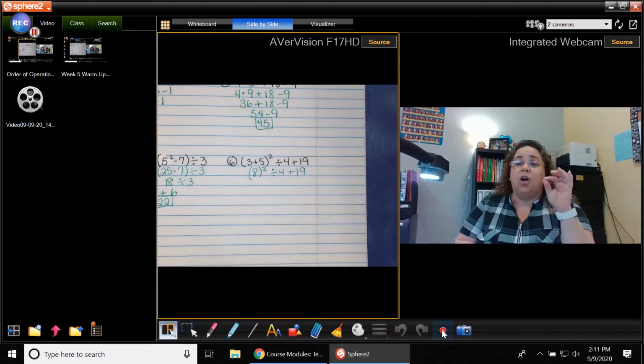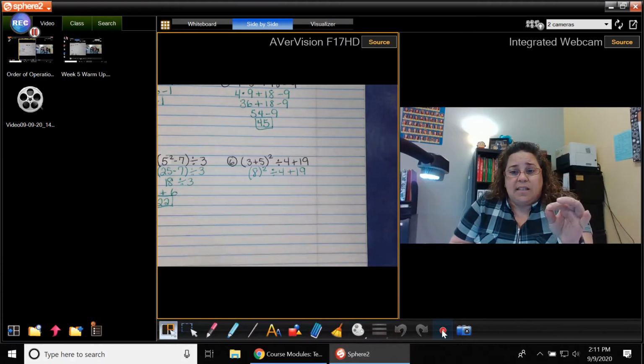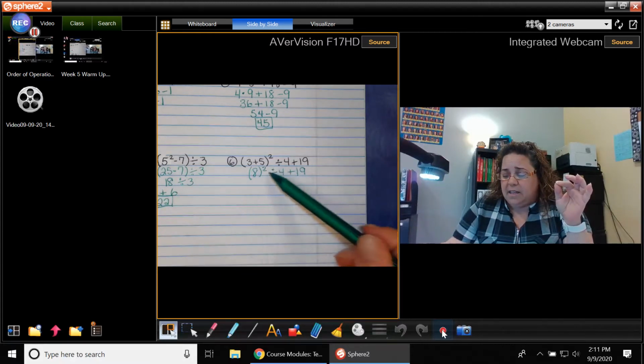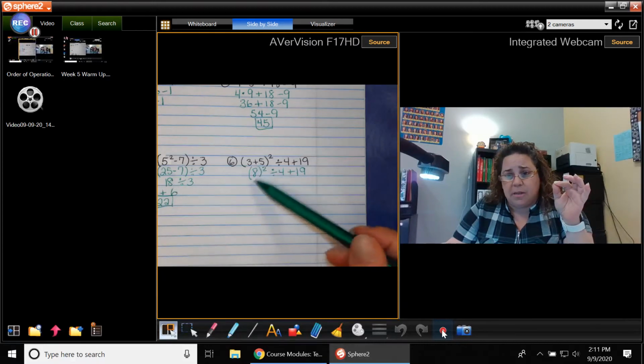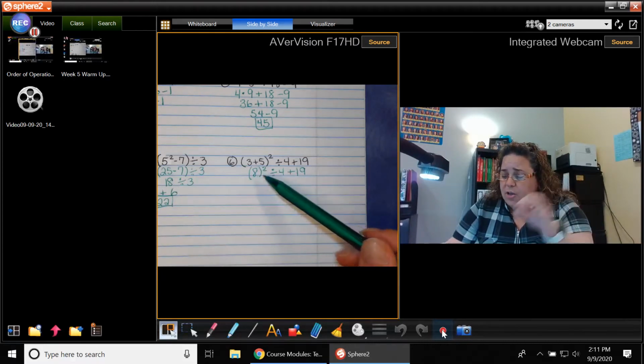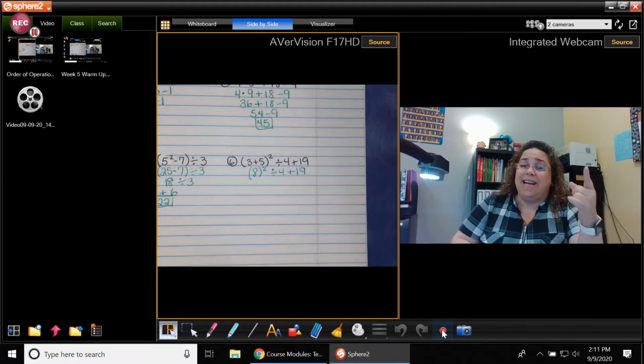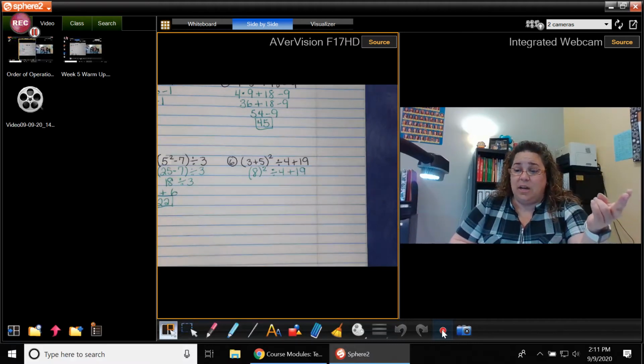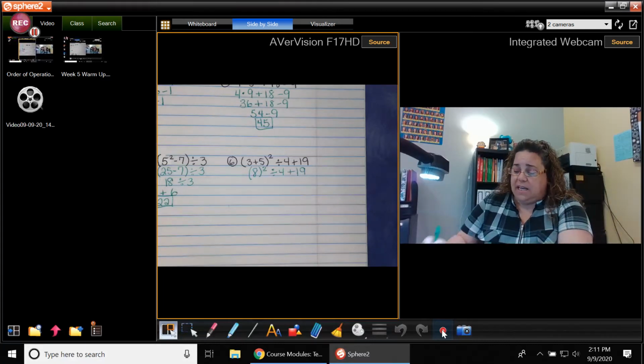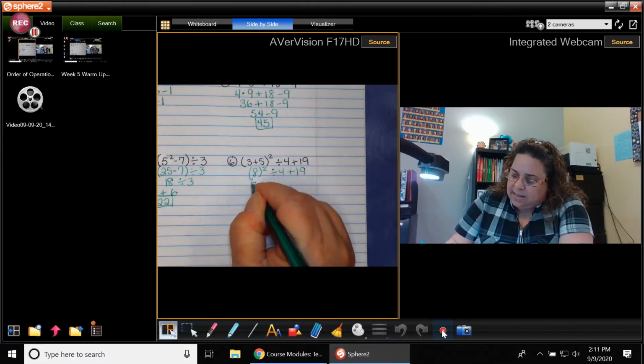Okay, so the next step is exponents. And we see we have an exponent there. The exponent is attached to whatever is in the parentheses, okay? So 8 squared. 8 squared is the same thing as saying 8 times 8, okay? So 8 times 8 is 64.